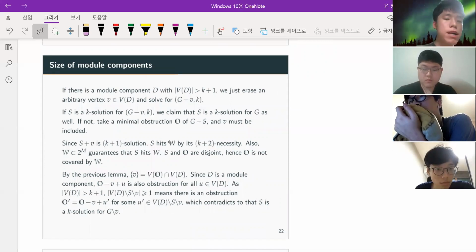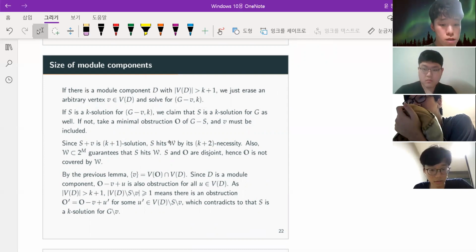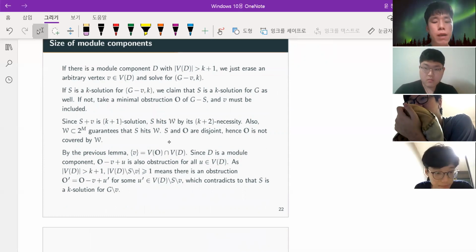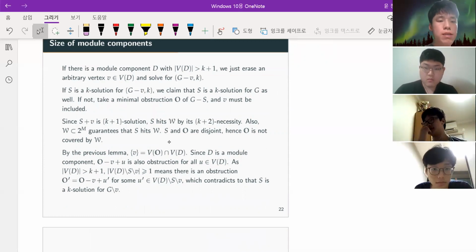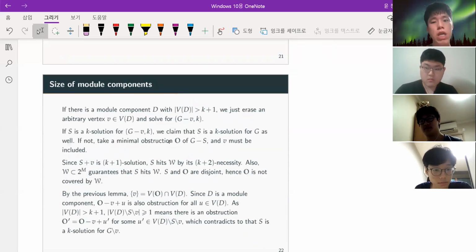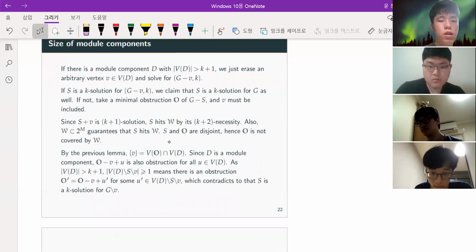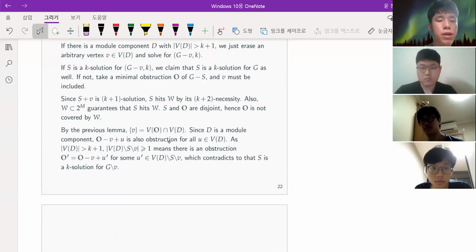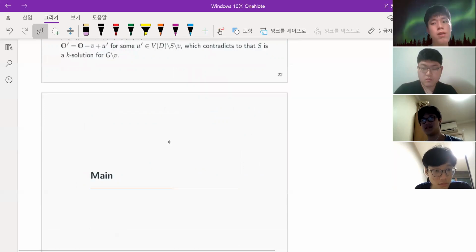By the way, if there is a module component D with more than k plus 1 vertices, we just erase an arbitrary vertex in V, and solve for G minus V and k. The previous lemma guarantees that we can do this if there is a module component with size greater than k plus 1. And the proof is made of very simple and readable arguments, so I'm going to skip the whole proof.